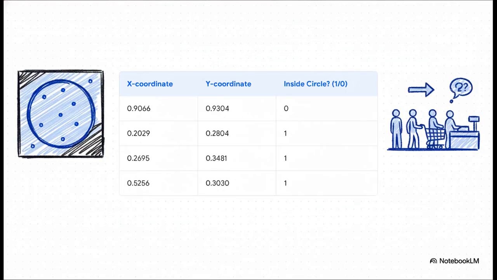And here's a little peek at what the simulation is actually doing under the hood. For each point, it just generates a random x and y coordinate. Then, with a little bit of simple math, it figures out if that point is inside or outside the circle's boundary, and it assigns a 1 if it's in and a 0 if it's out.